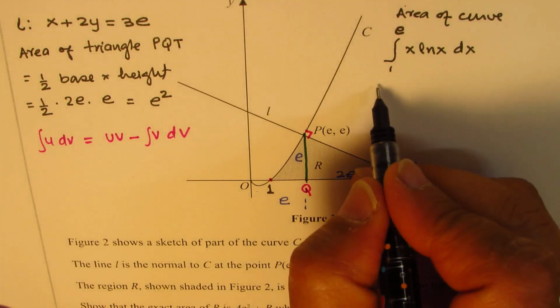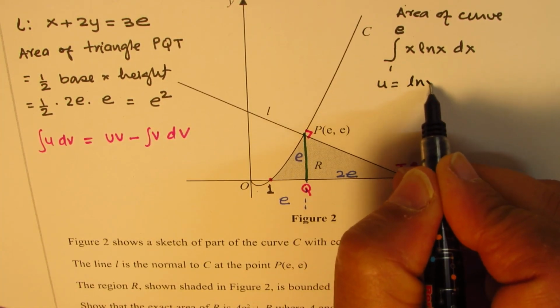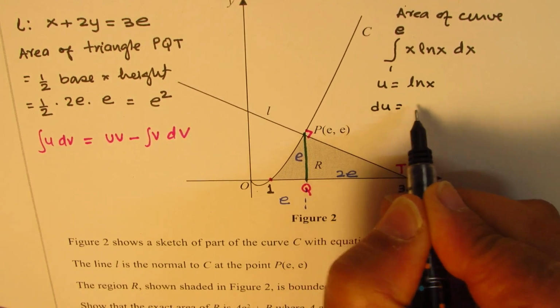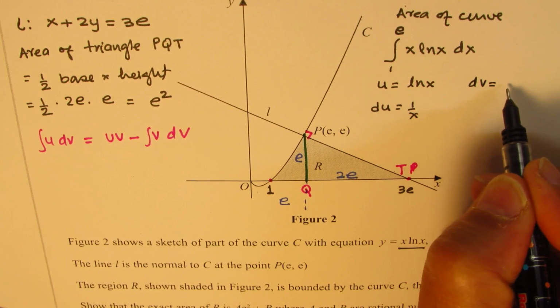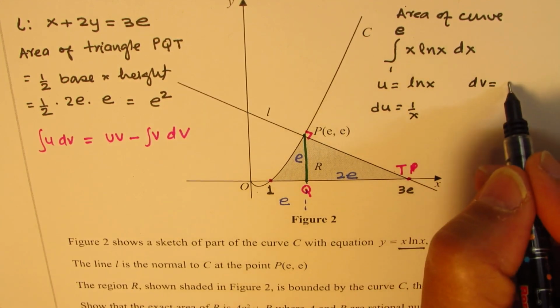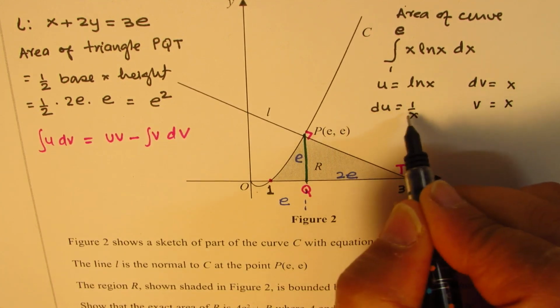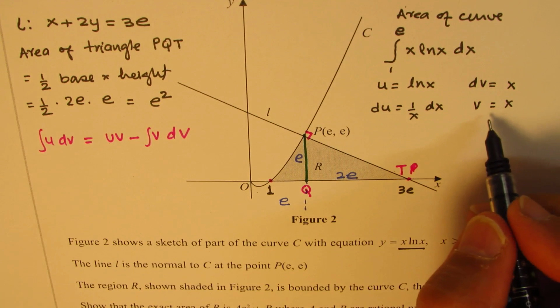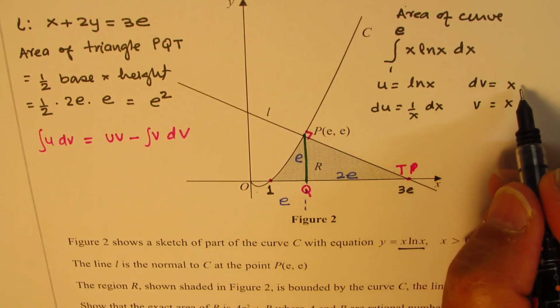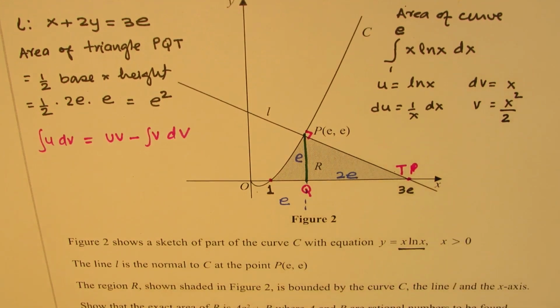So let's take u as equal to ln x. In that case, du will be 1 over x dx, and let dv be equal to x dx. So v is the integral of this. As far as dv is x, v will be x squared over 2. Right? So that is what it is.